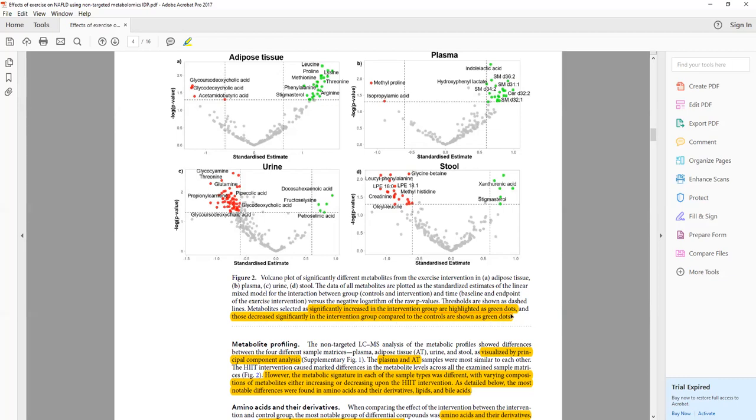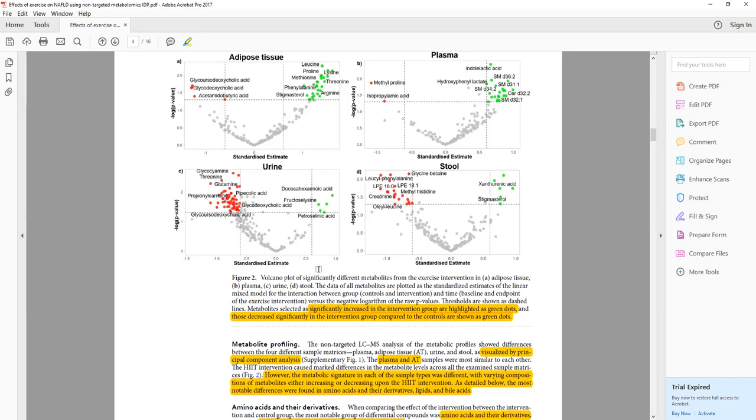So I think that's another editorial mistake that they made in this paper. It should have been red. So red is increased in the exercise group, green is decreased in the exercise group. And interestingly, and this is what I picked up, it's not the same across matrices. There's a lot of amino acids there. Here you find a lot of lipids. In the stool, you see the bile acid type compounds. And then in urine, it's more fatty acids and again, amino acids.